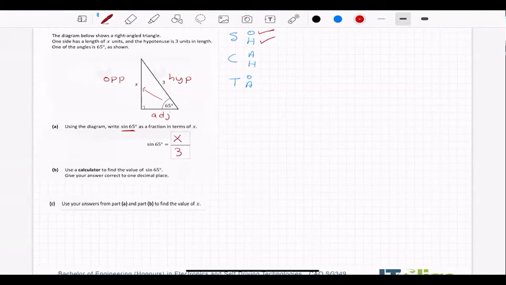Using the diagram, write sine 65 as a fraction in terms of x, okay? So all of these are fractions. When they ask you to write something as a fraction, they're just asking you to what I call set up the trig identity.